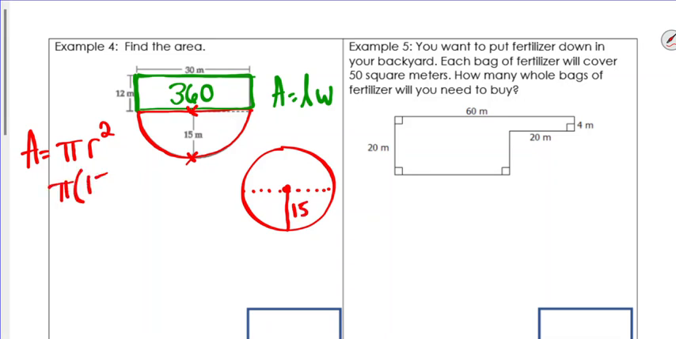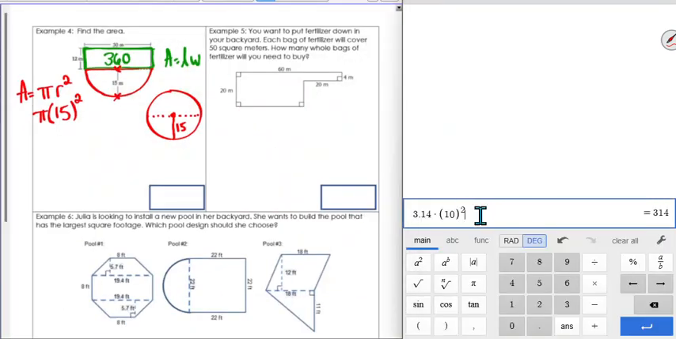Pi times 15 squared. I'm going to show what that looks like in the calculator, which I already have up there pretty much. Pi times, instead of 10, I'm going to change that to 15. So the area of that circle would be 706.5. The area of this whole circle would be 706.5.